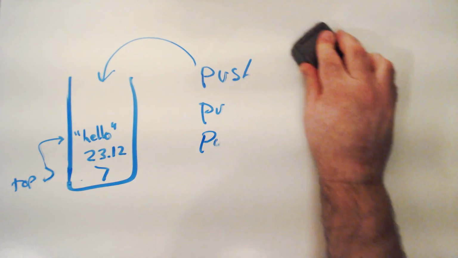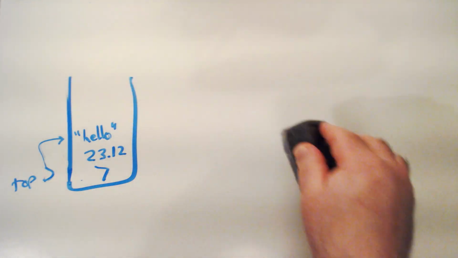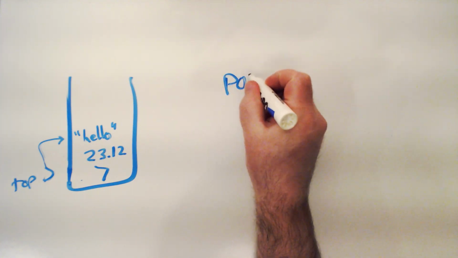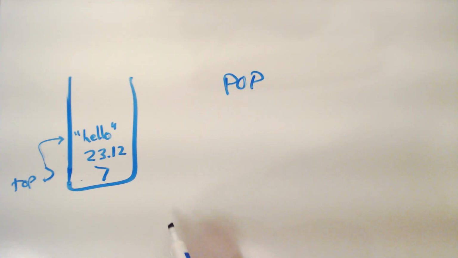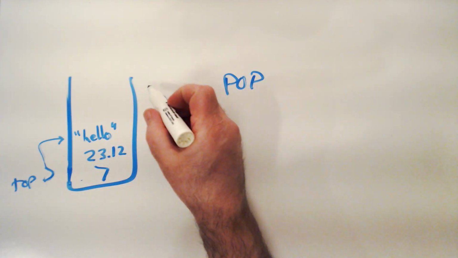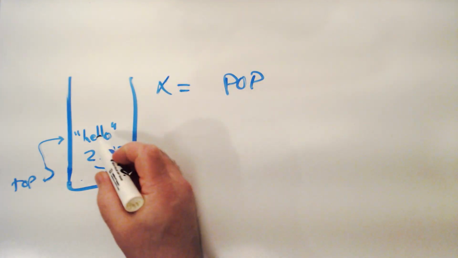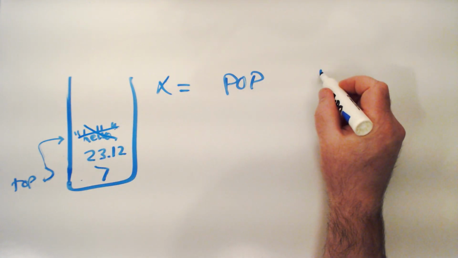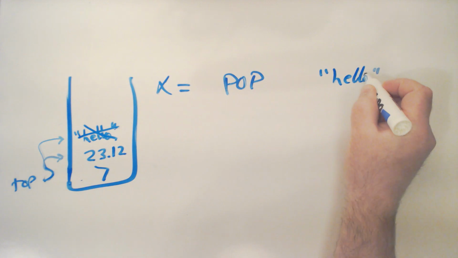So, how do we then remove things? We've put them in there with push. We remove them with pop. So if I say pop, the element on the top of the stack will be removed. You can assign it to something like x equals pop, right? So that'll have the value now of hello. So it'll pop out the word hello.